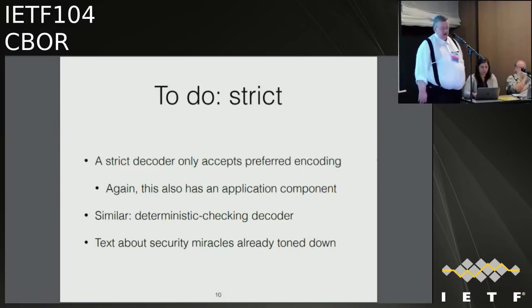And again, the same thing happens when you have a decoder that is checking deterministic encoding. A generic CBOR decoder can check deterministic encoding at the CBOR level, but not at the application level. So there always will be an application component to a deterministic checking decoder. Does anyone have a slightly less mouthful word for a deterministic checking decoder?